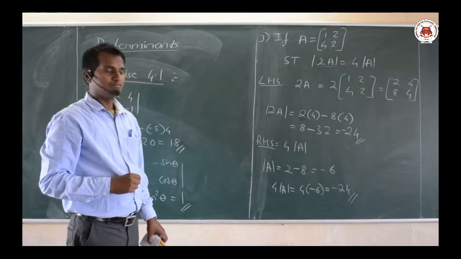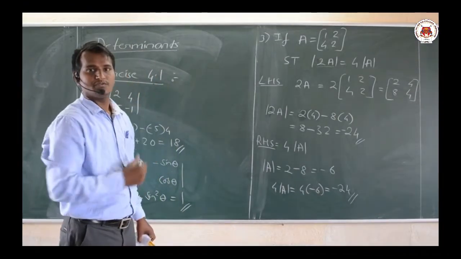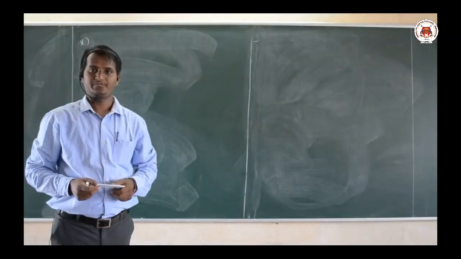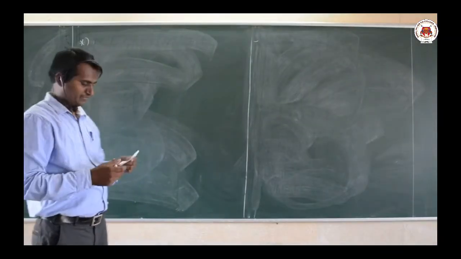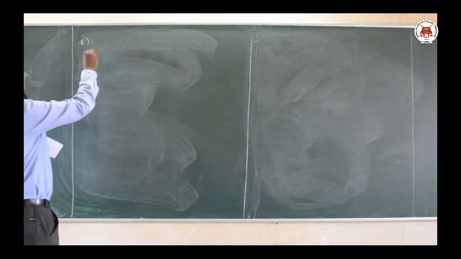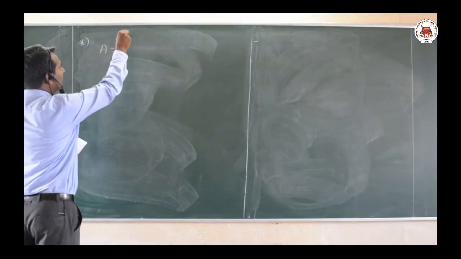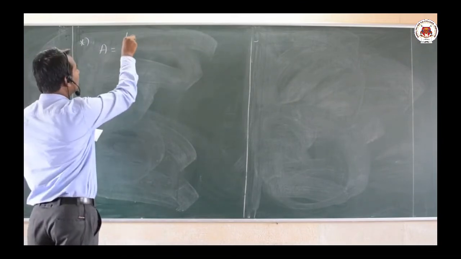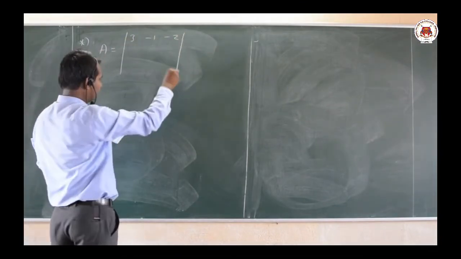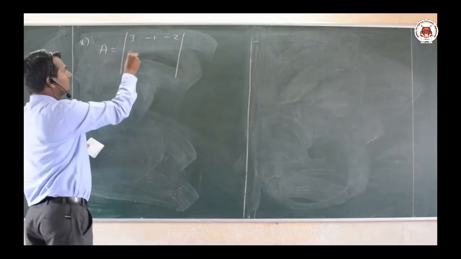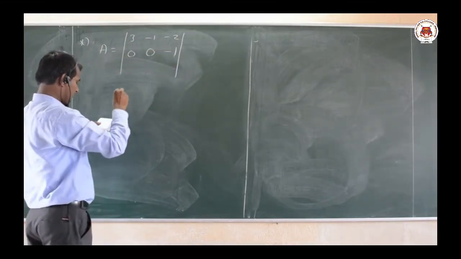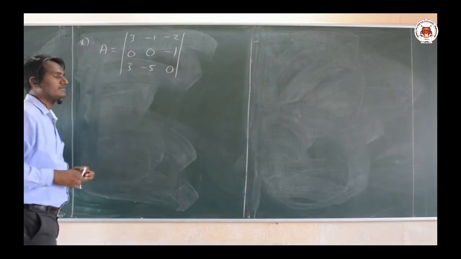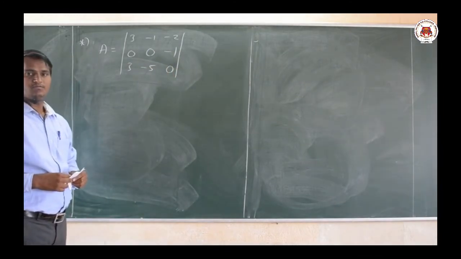Dear friends, before going to the next problem, pause the video to note it down. Okay, we shall move to the next problem. Evaluate the determinant A equals 3, minus 1, minus 2, 0, 0, minus 1, 3, minus 5, 0. Now we shall move on to this problem.